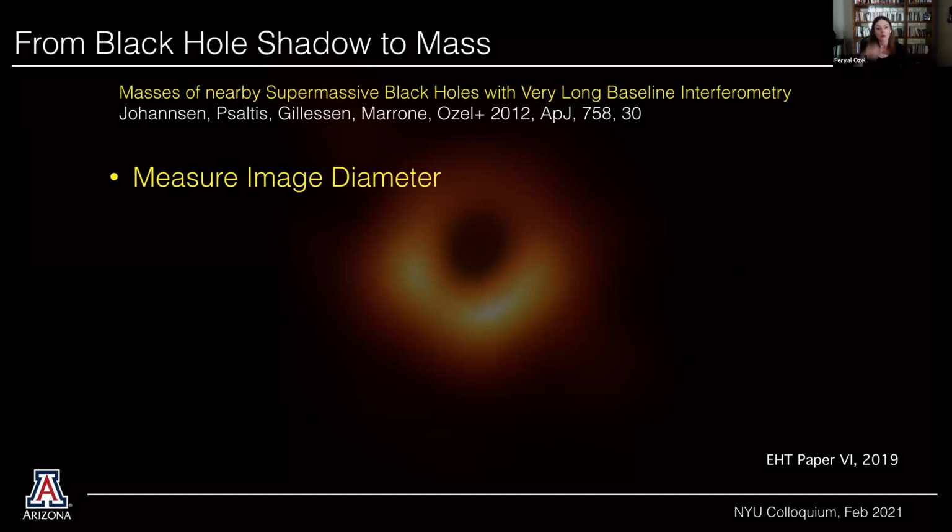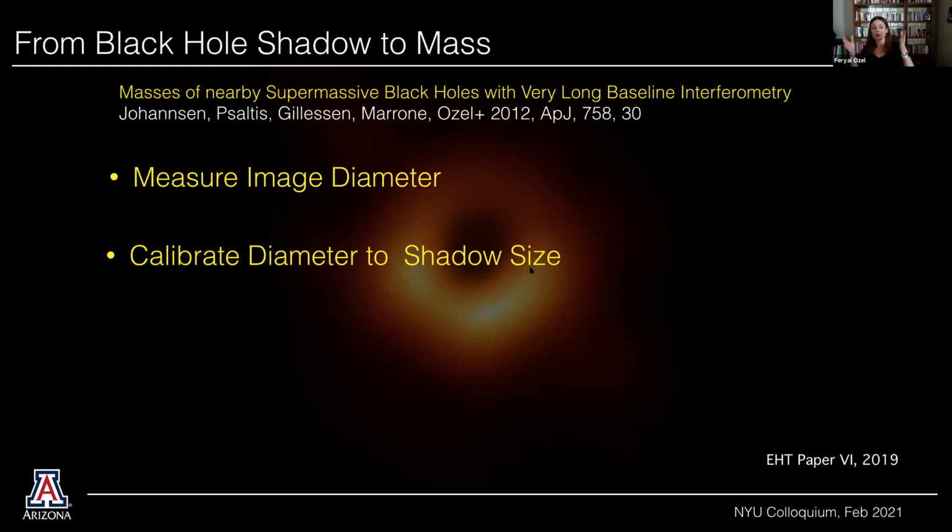So again, in this framework that I described to you, we can then use the black hole shadow that we infer from the image to go to a mass. We had outlined this in an earlier paper. Basically, you measure image diameter, you do this in the imaging domain, and you do this in the visibility domain, any reconstruction technique that you want. You calibrate the diameter to shadow size, which is what I was just telling you. The brightness profile truncates at the shadow, but its peak can be somewhat displaced.